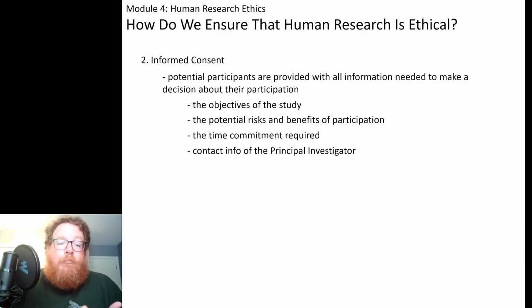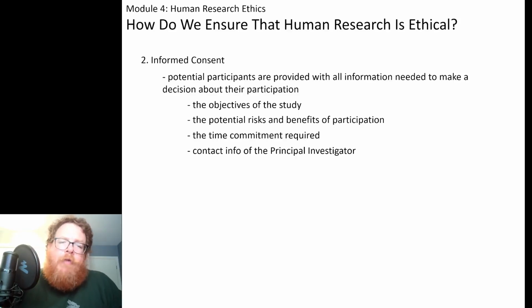Well, we need to tell them the objectives of the study. Why are we doing this? Right? What is the purpose of this study? We need to tell them about the potential risks and benefits of their participation, especially the risks, which we're going to go into more about here in a second. We need to tell them about the time commitment that is required. So are they going to have to just spend 45 minutes with us once, or is it going to be a weekly commitment or a yearly commitment or whatever?